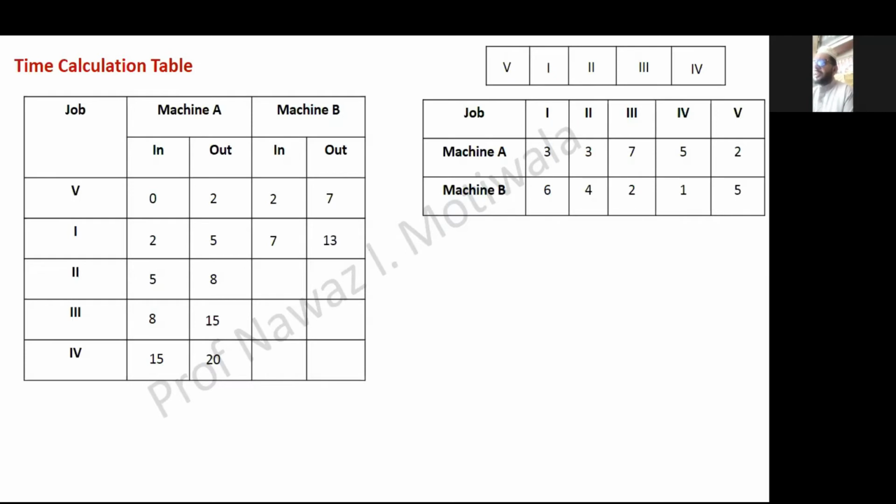Similarly, this will become the in time now, 13. The second job value is 4. So 13 plus 4, 17. Now this will become the in time. So 17 will come here. 17 plus 2 will give me 19.